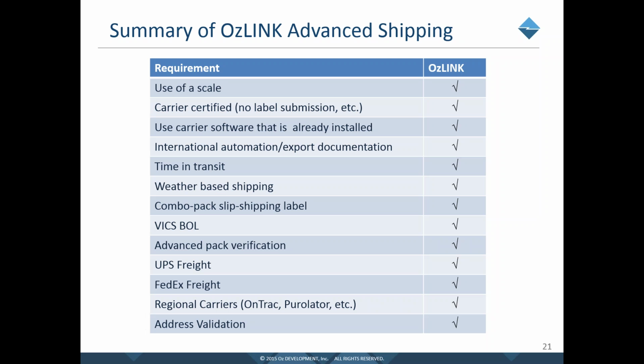Additional areas that we automate around international automation, so providing the commodity codes and the information, and again, even leveraging the carrier software, things like paperless commercial, that international documentation. We talked about time in transit and weather-based shipping. You saw the VICS bill of lading.